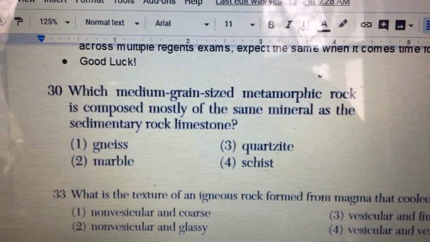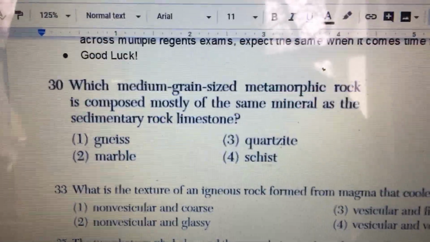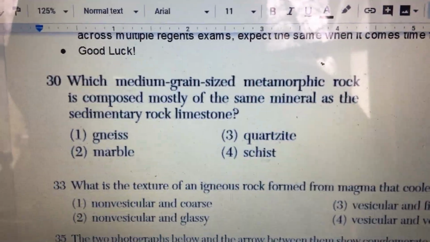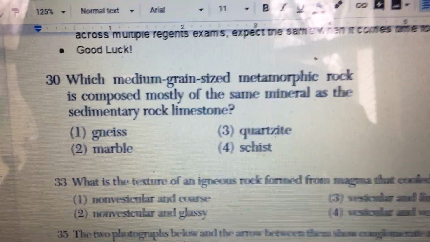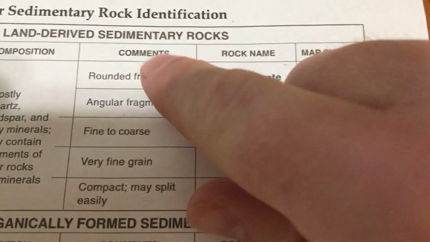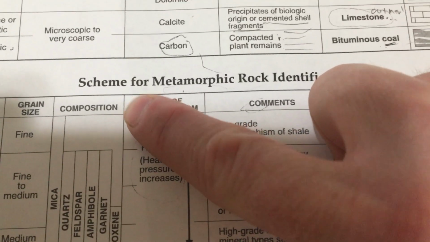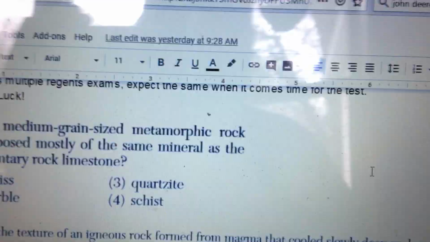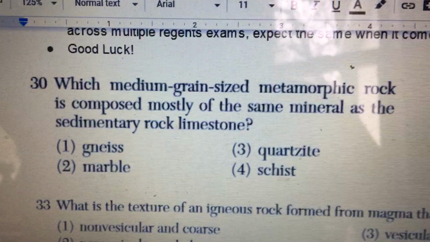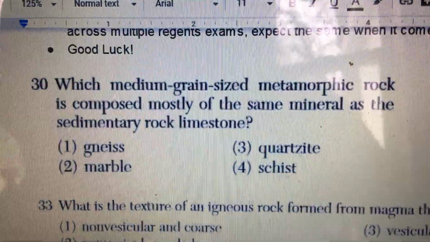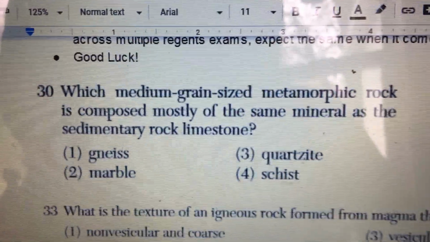Which medium grain size metamorphic rock is composed mostly of the same mineral as the sedimentary rock limestone? So this is going to make you use 2 different tables. And we saw the word sedimentary in there. We saw the word metamorphic in there. And this one's not too bad. What we got to do is find the composition and see which one matches. Now, gneiss, marble, quartzite, or schist.